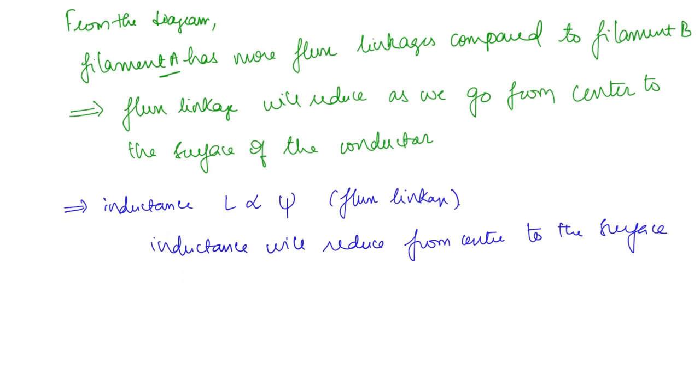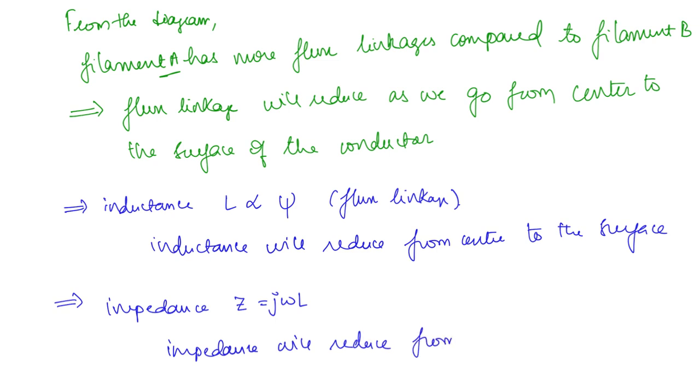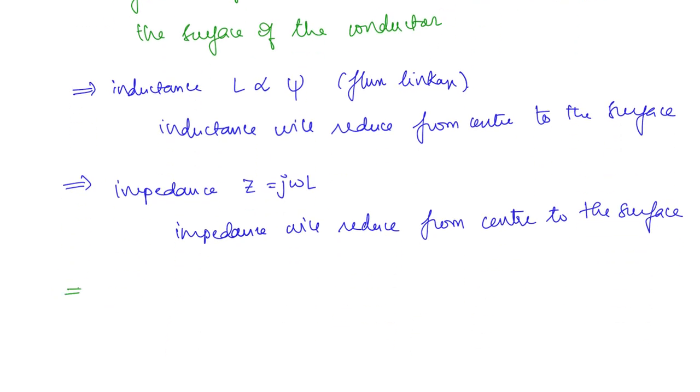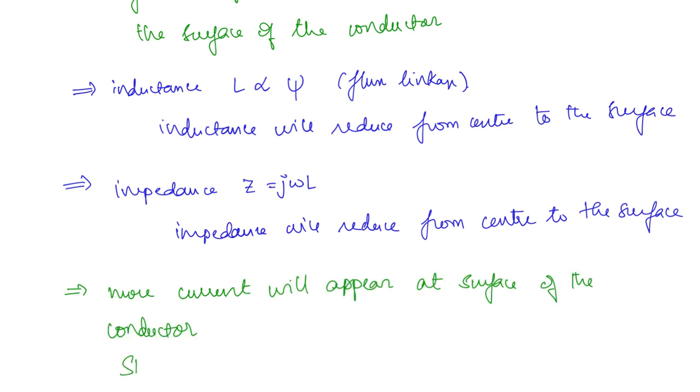And the impedance, what is impedance that is associated with the inductance? Z is equal to j omega L, right? So because the impedance is directly proportional to the inductance, the impedance is also going to reduce from center to surface. So more current will appear at the surface of the conductor. So this is called the skin effect.